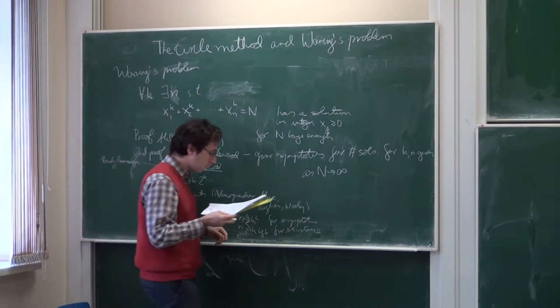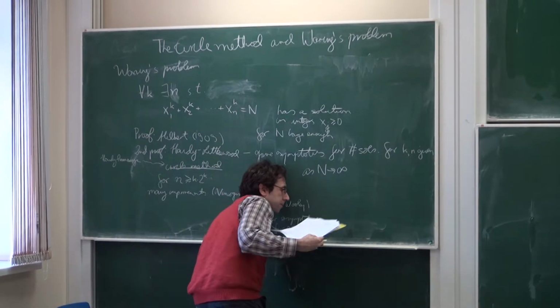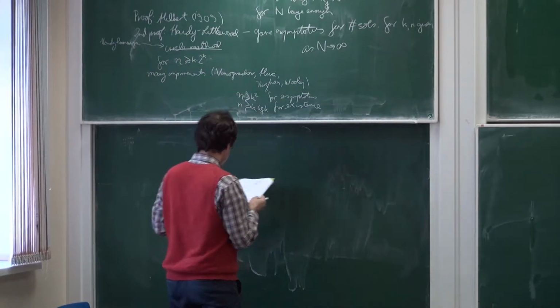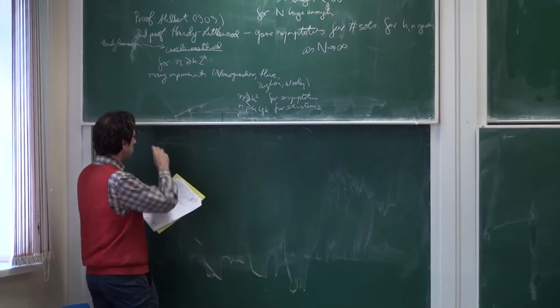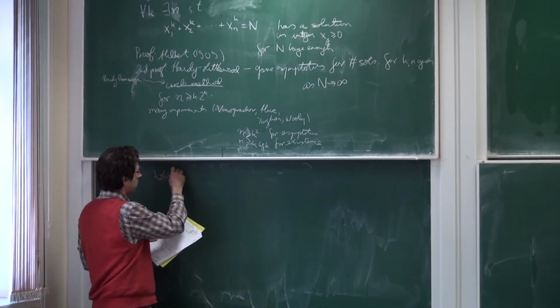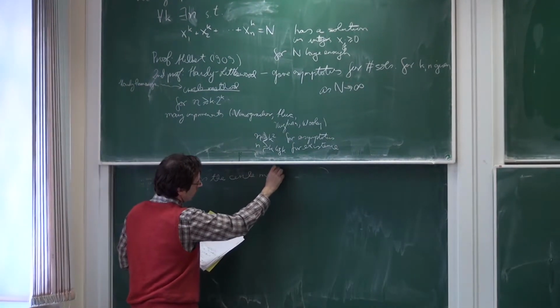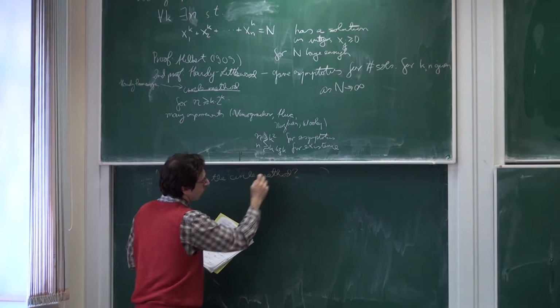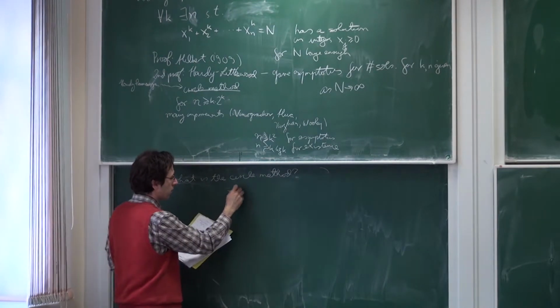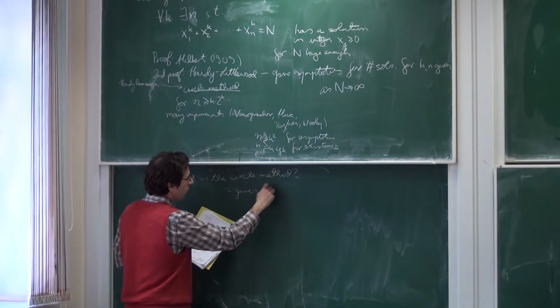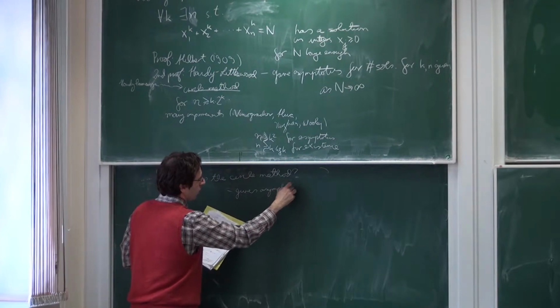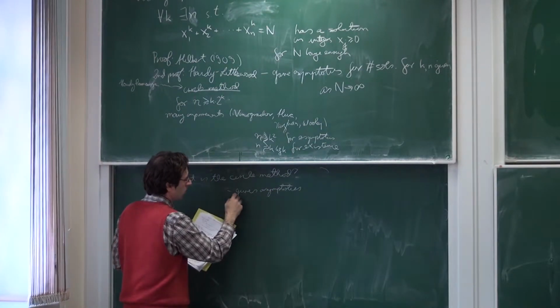Very well. So what is the circle method? So the circle method, just two things. So it gives asymptotics, and methods that give asymptotics generally work only when there are many solutions.